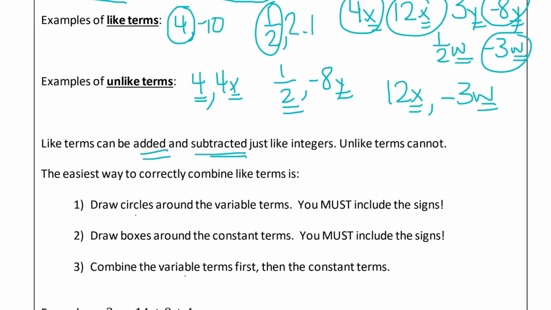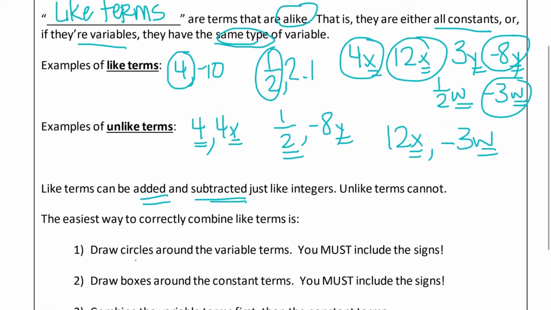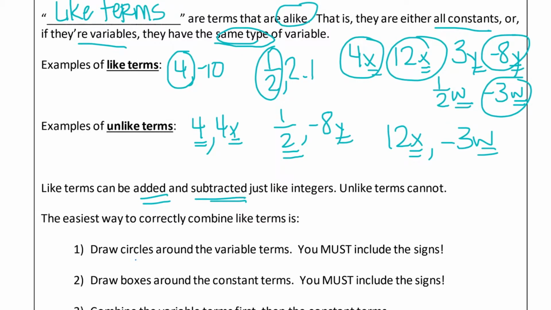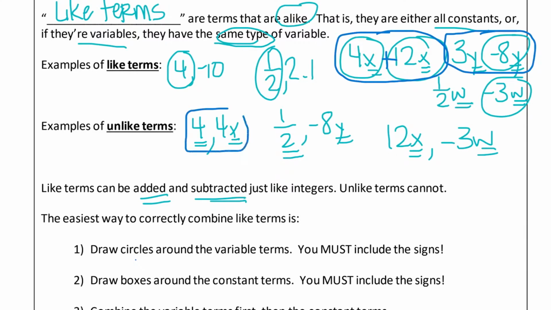So for example, if I look back up at what I just drew here, I could do 4x plus 12x because they're both x's. I could do 3y minus 8y because they're both y's. But I could not do 4 plus 4x, for example. That's not possible. 12x minus 3w, this is not possible. You can only add or subtract if they have like terms, if they have the same variable.